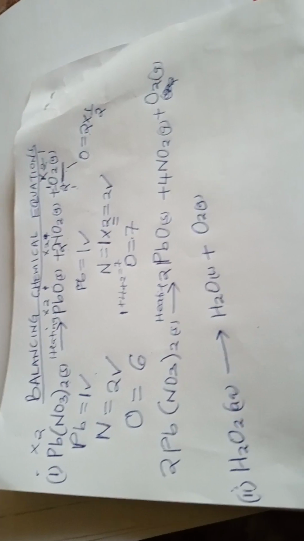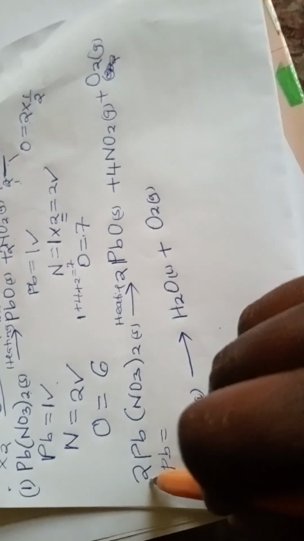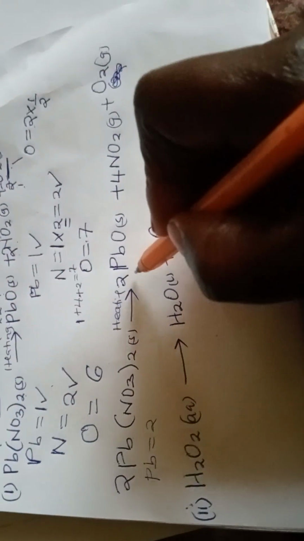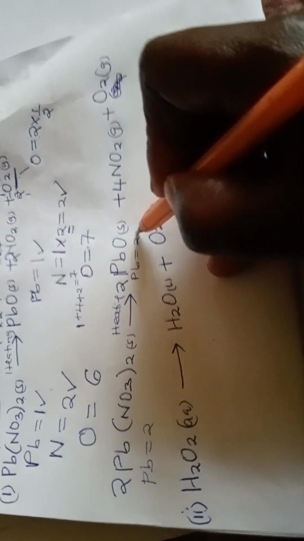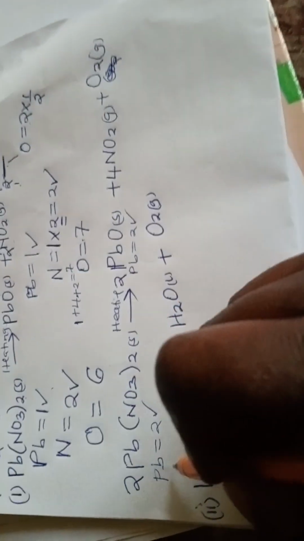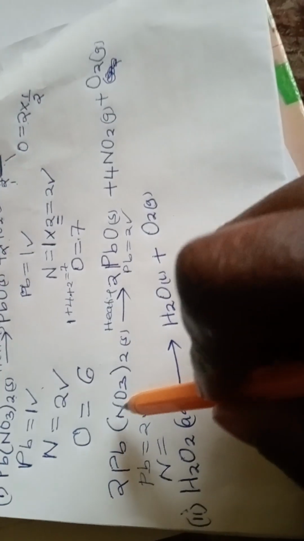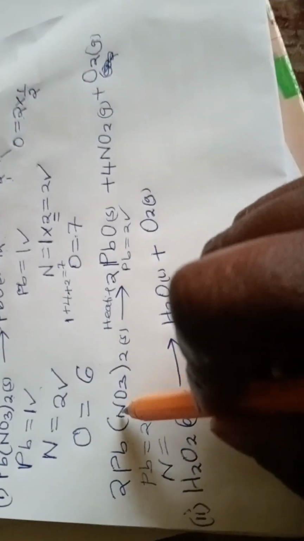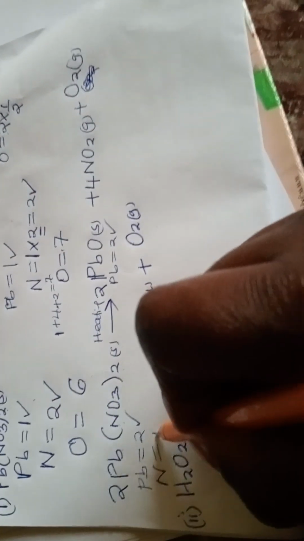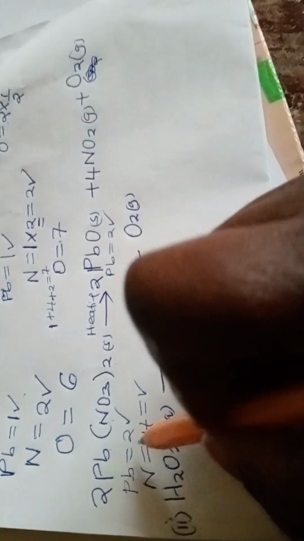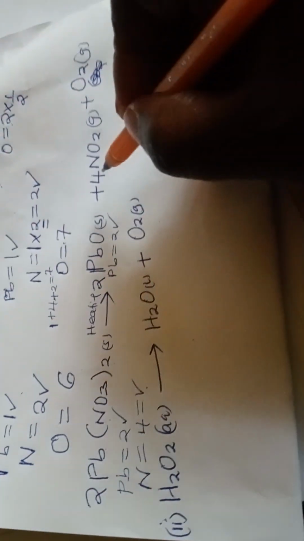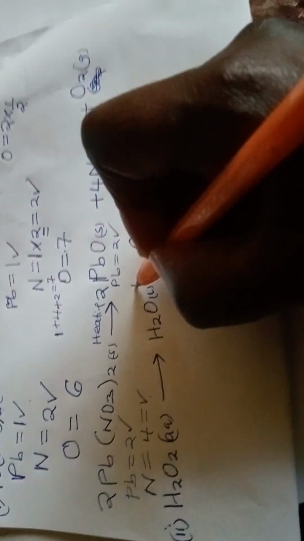Then of course utakuja ukiconfirm how many lead are there now. Ni 2 na lead this side ni 2, so ziko sawa. Nitrogen ni ngapi? Ni hizi 2 alafu times 2 ni 4. Sorry, sijaweka tiki kwanza until ni confirm hii side, so hiyo side nayo ni 4.